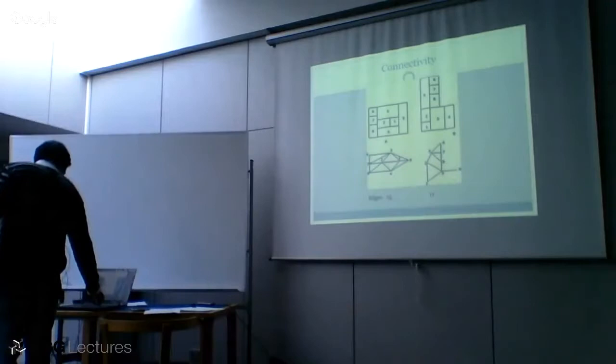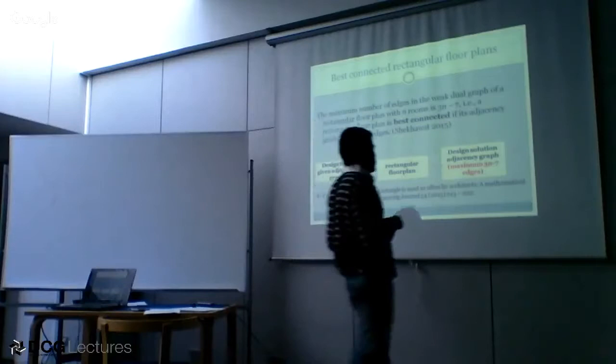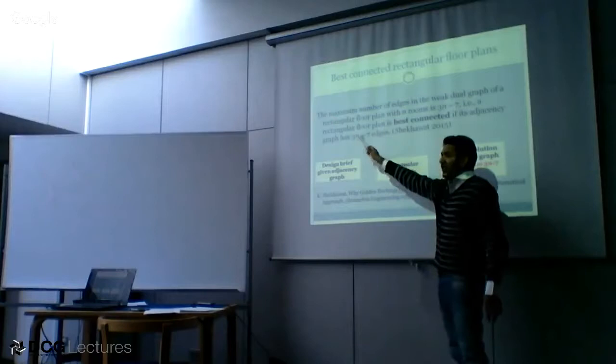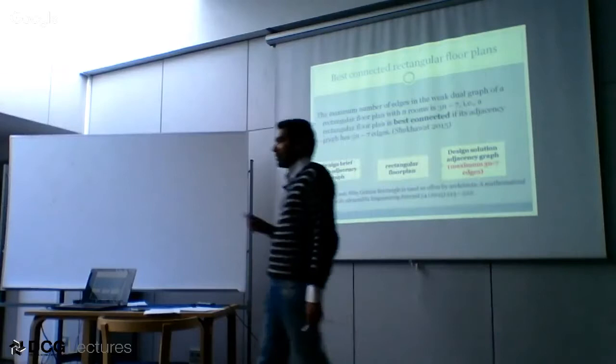If we talk about rectangular floor plans only, then the adjacency graph of a rectangular floor plan can have at most 3n-7 edges, where n is the number of rooms. Which means that we can say that a rectangular floor plan is best connected if its adjacency graph has 3n-7 edges.